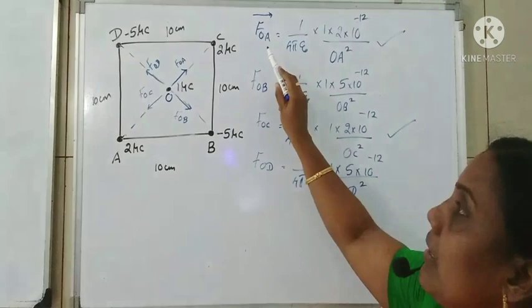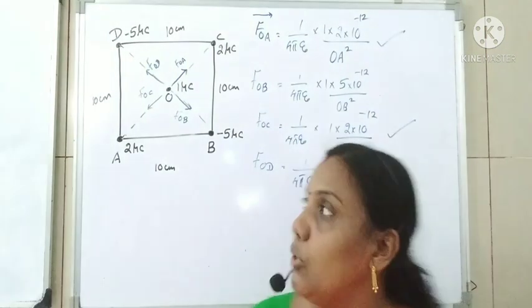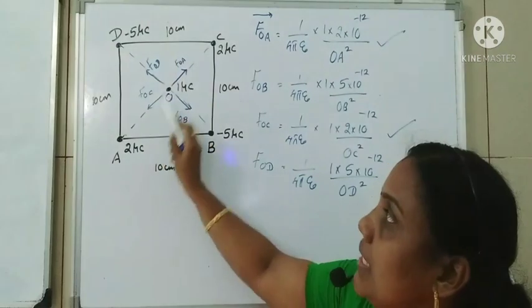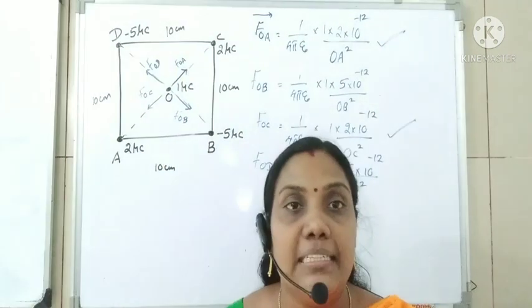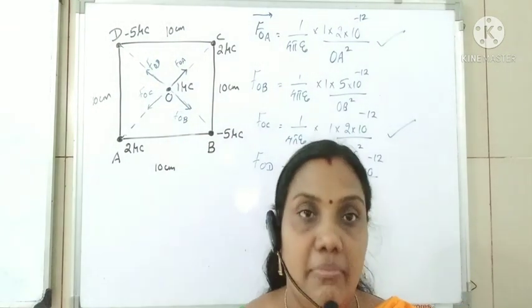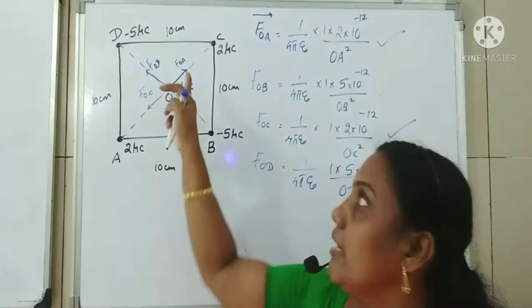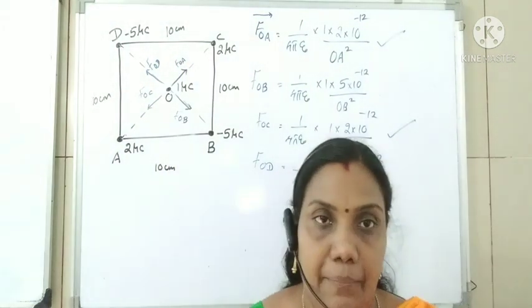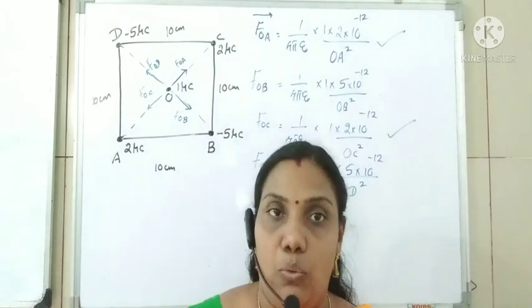So if you compare FOA and FOC, magnitude wise both are equal, but directions are opposite. So what is the resultant? Since they are in the opposite direction, resultant force is 0. We can subtract. If two vectors are in the opposite direction, we can just subtract FOA minus FOC. Here both the magnitudes are equal, therefore resultant is 0.